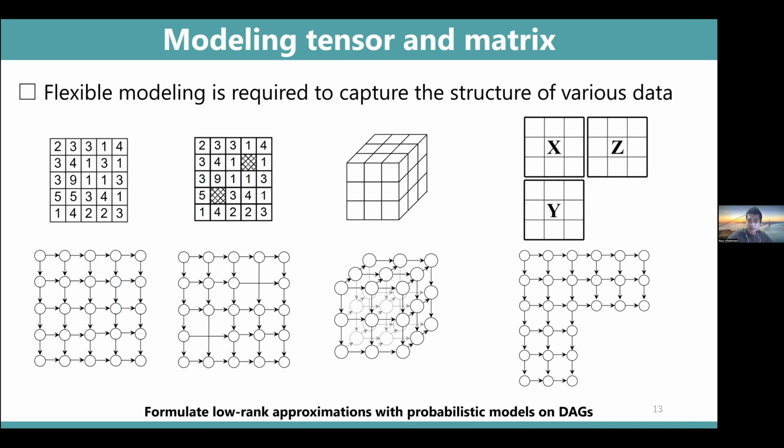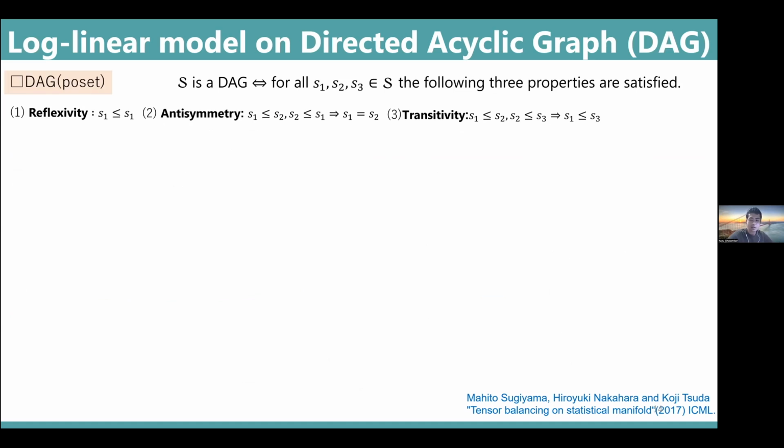As we have already explained in the strategy, we regard input data as a probability mass function on a DAG. So first of all, we introduce a model on a DAG. For this purpose, we use the log-linear model on a DAG. This is a generalization of the Boltzmann machine, and designing a DAG enables us flexible modeling.